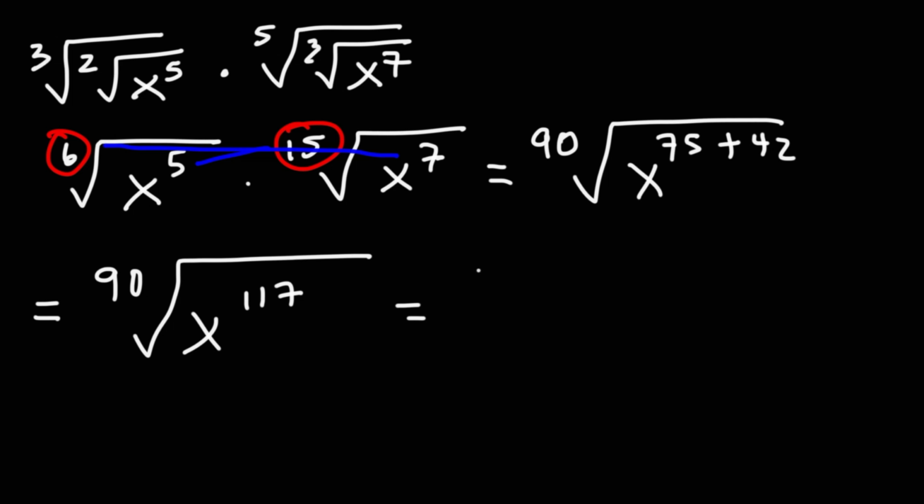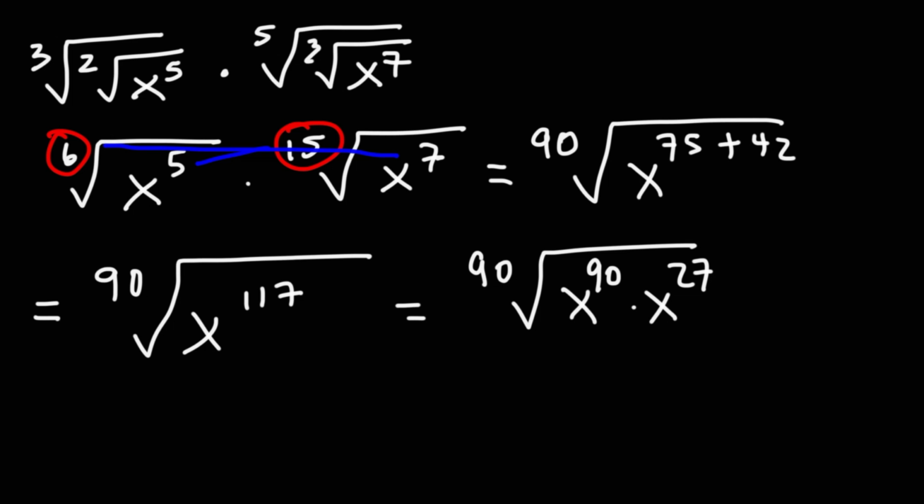Now, of course, we could simplify it. We could break up 117 into 90, and 117 minus 90, that's going to be 27. The 90th root of x to the 90 is x. And what we're going to have remaining is the 90th root of x to the 27.